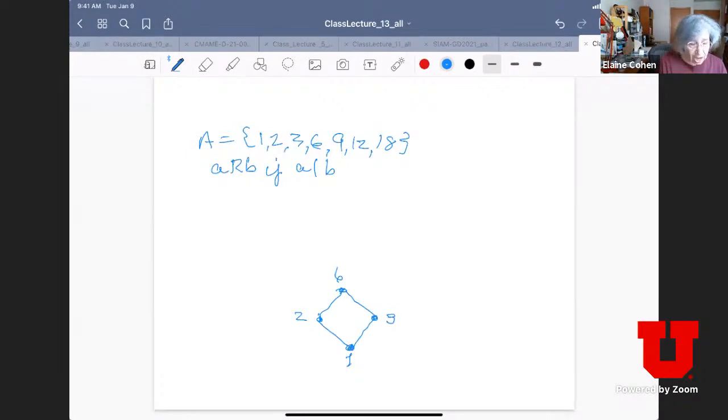Next element is 9. Well, 3 divides 9, but 1, 2, and 6, well, 1 we don't care about because it's at the bottom, but 2 and 6 don't. So we have 9 here. Notice 6 and 9 are not related to each other, just the way 2 and 3 are not related to each other. Then what do we have? We have 12. Who divides 12?